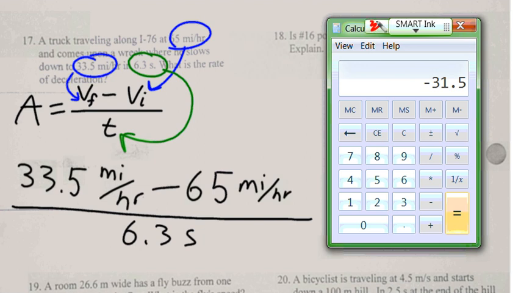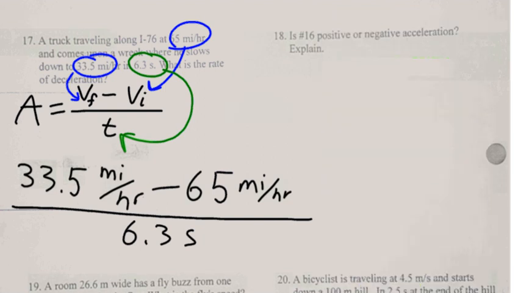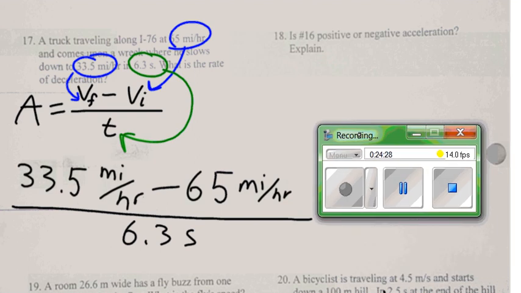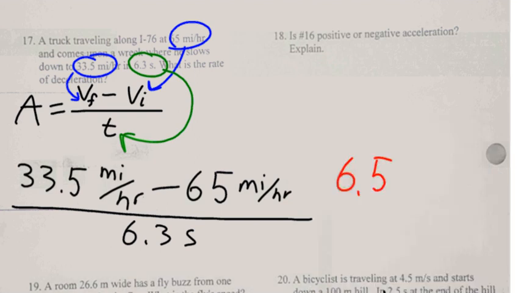We take this negative 31.5 and we divide it by 6.3. This gives us negative 5, which means that the answer is going to be negative 5 meters per second per second.